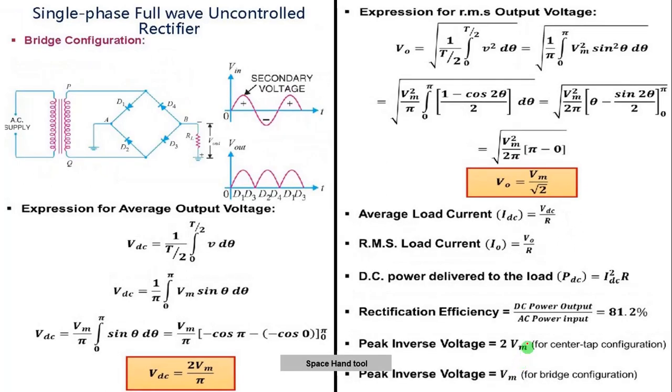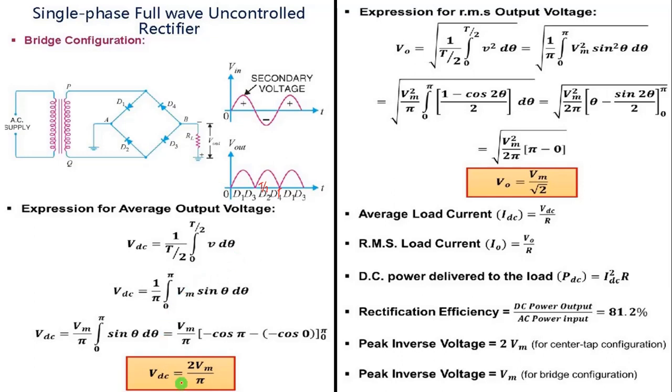Okay, and this is the full bridge configuration. Not center tapped, full bridge configuration, full wave uncontrolled rectifier, and here you can see the output will be there in both the half cycles. If you are calculating the average output voltage, the period will be from 0 to T, and this is T by 2. So it will be 1 divided by T by 2, integral 0 to T by 2 of V d theta.